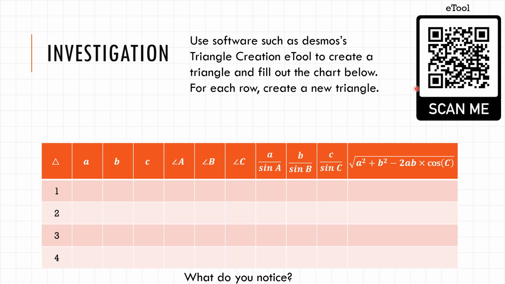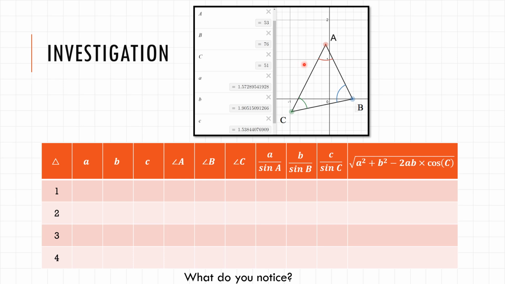So I'm going to scan this QR code, and I'm going to go ahead and go to Desmos's Triangle Creation e-tool. And this is sort of what it looks like. So here I can click and I can drag around these 3 points, and I can move them wherever I want, and the angles and the side lengths are automatically calculated for me. Okay? So I can say that angle A is 53 degrees, angle B is 76 degrees, angle C is 51.